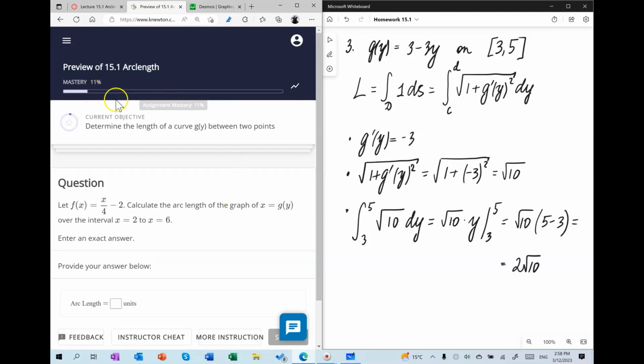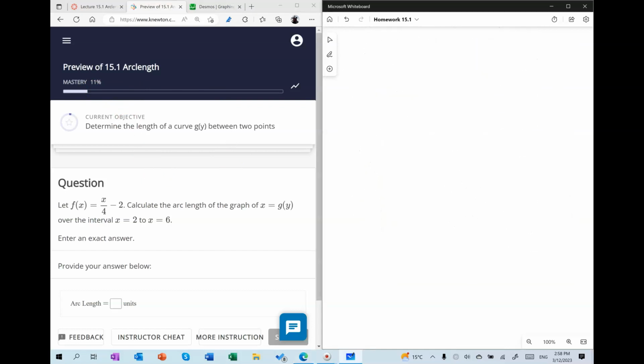Based on how slow the mastery bar is moving, I have a feeling that it's going to be a fun homework. And the more homework, the better, is the rule of thumb.